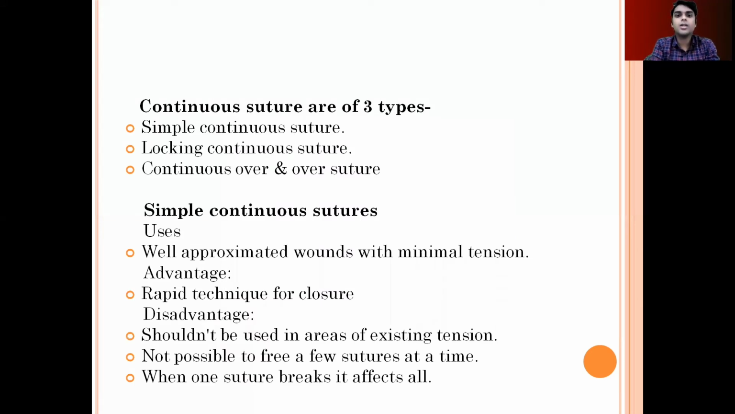Then coming to continuous suture, these are of three types: the simple continuous, locking continuous, and continuous over and over suture. In simple continuous, we have the following use. In well-approximated wounds with minimal tension, the advantages include rapid technique for closure. Disadvantages are that it shouldn't be used in areas of existing tension. It is not possible to free a few sutures at a time, and when one suture breaks, it affects all.